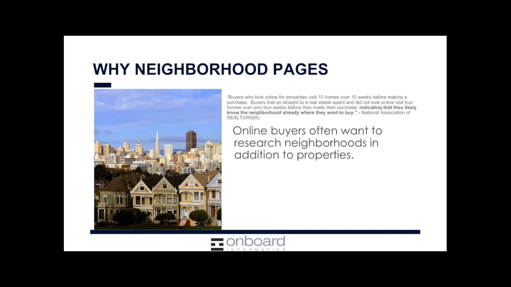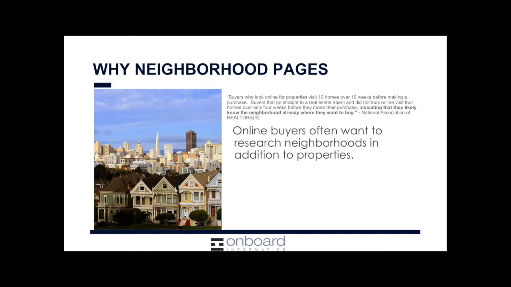Interestingly, last year, the National Association of Realtors did their annual study, and they found that the average buyer who goes online takes about 10 weeks and looks at around 10 homes before they make a final purchase. Those that went straight to an agent, however, cut that time to less than half. So it was 4 homes on average, and they spent about 4 weeks.